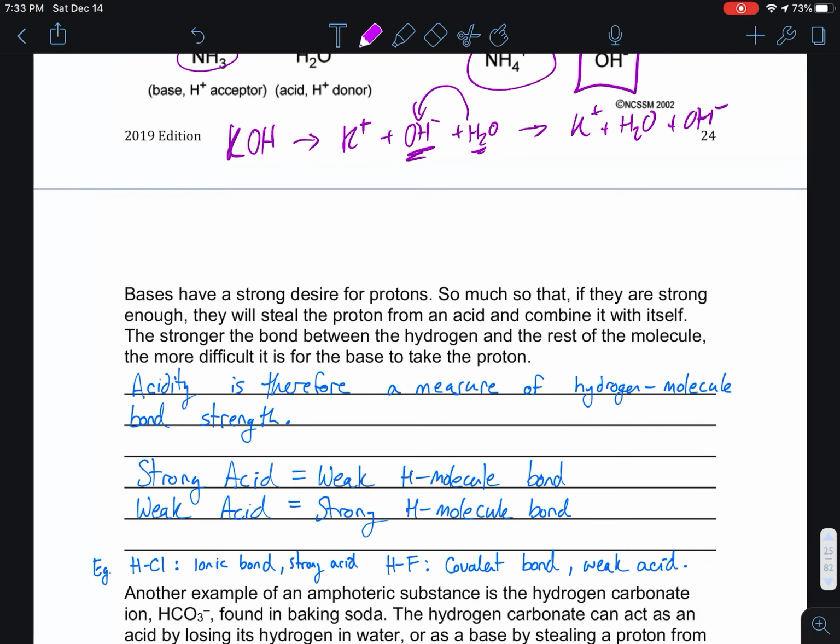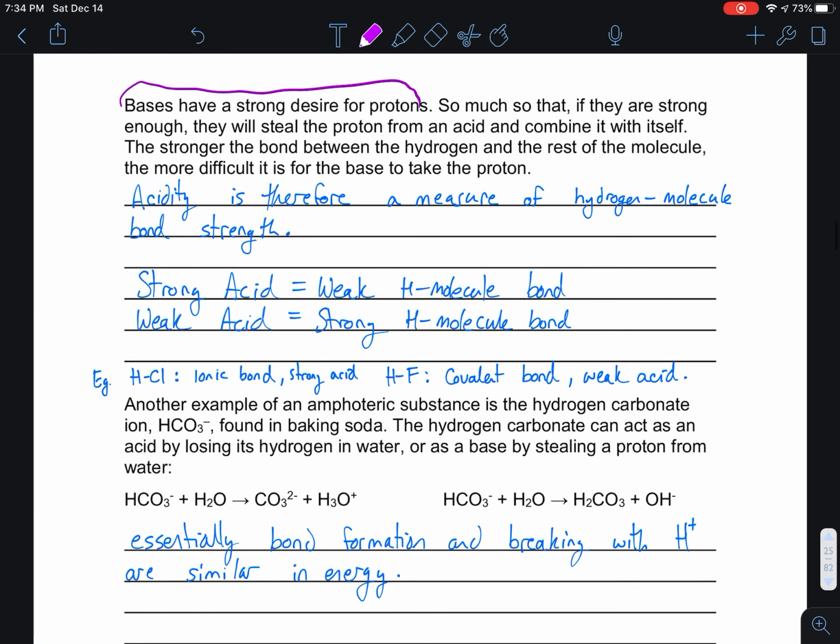So the Bronsted-Lowry definition still applies to something that is technically an Arrhenius base. Bases have a strong desire for protons, so much so that if they are strong enough, they will steal protons from the acid and combine them with themselves. This is essentially a measure of bond strength. So this desire for protons is a measure of that hydrogen bond strength. In a strong acid, the bond strength between a hydrogen and oxygen is weak in the molecules, so that bond breaks. In a weak acid, the bond will be stronger.